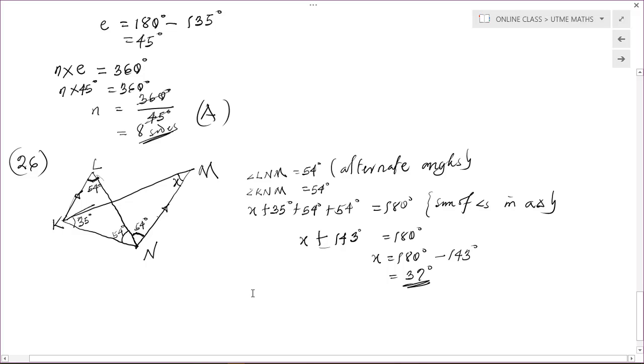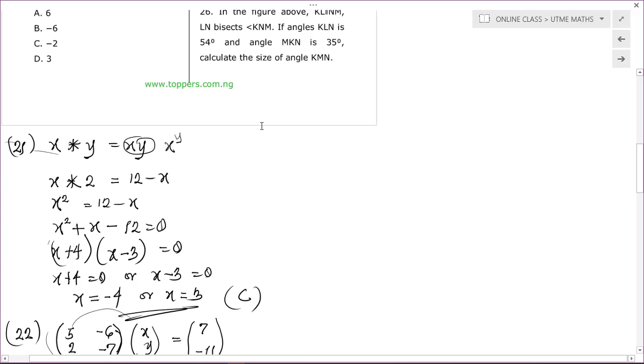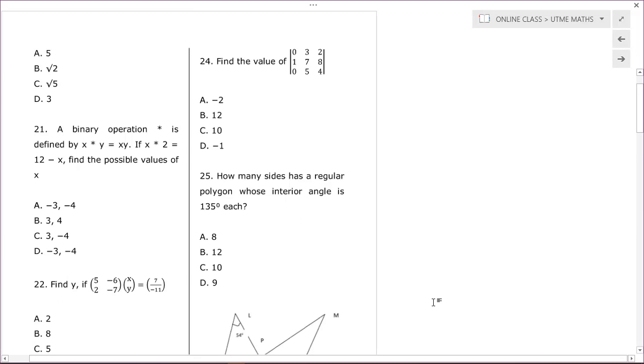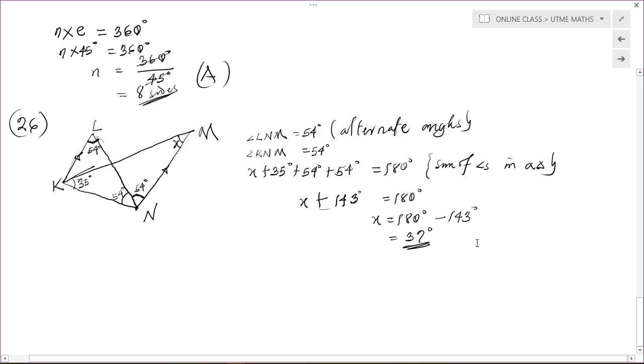So let's see that. From there, what is the answer there? D is the final answer. That is the final answer. D.